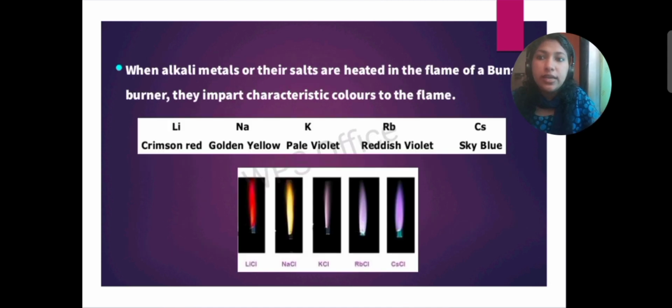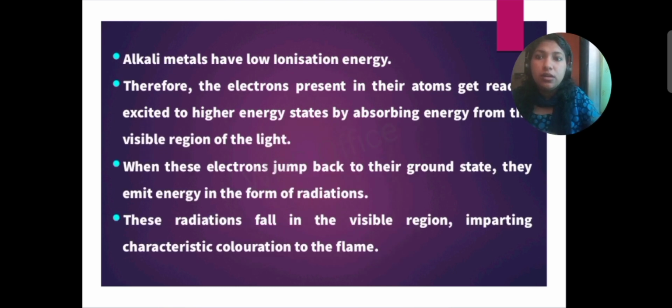That is why lithium, sodium, potassium, rubidium and cesium show these characteristic colors in the flame. Lithium shows crimson red, sodium golden yellow, potassium pale violet, rubidium reddish violet, cesium sky blue. The electrons present in their atoms get readily excited to a higher energy state by absorbing energy from the visible region of light. When they jump back to the ground state, they emit energy as radiation that falls in the visible region, imparting characteristic coloration to the flame. That's why we can see the colors of the alkali metals.